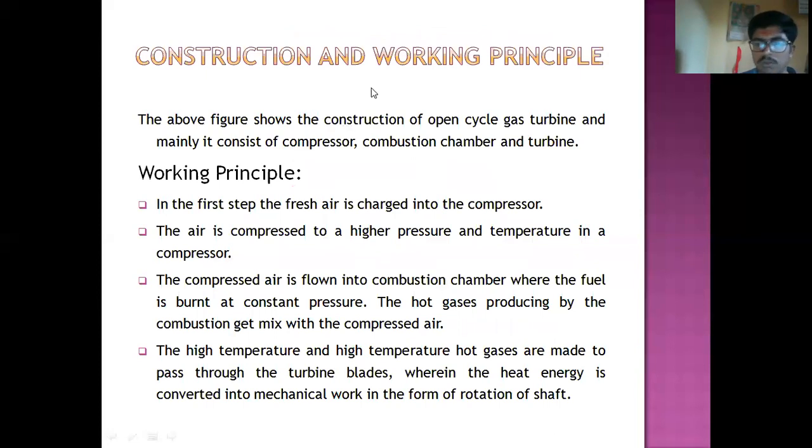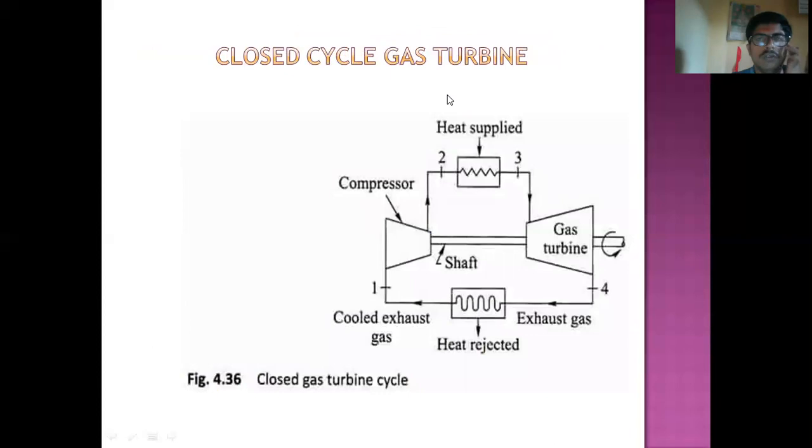You can go through it. Next, I'm explaining about the closed cycle gas turbine. The figure shows the line diagram of a closed cycle gas turbine, and it mainly consists of four major elements: compressor, heat exchanger, gas turbine, and cooler. Here also the compressor and gas turbine are mounted on the same shaft.